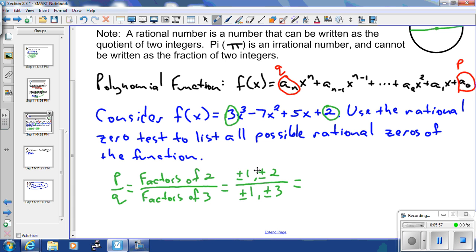So I'm going to make a fraction, every possible fraction I can make with these 4. The only 4 things I'm going to come up with is 1 over 1, which is 1, so positive or negative 1. 1 over 3, so that's going to be positive or negative 1/3. Now using the 2, 2 divided by 1 is 2, so we're going to have positive or negative 2. And the last one would be 2 over 3, so positive or negative 2/3. It doesn't guarantee us that these are zeros, but if there are rational zeros, it's got to be one of these 4 things.